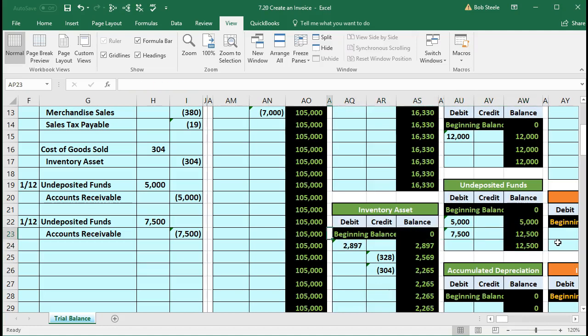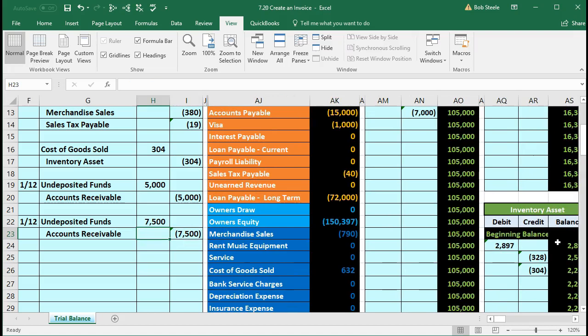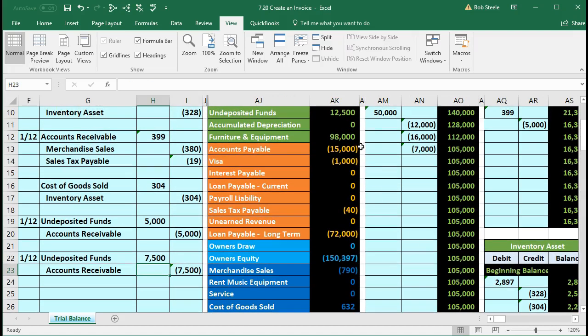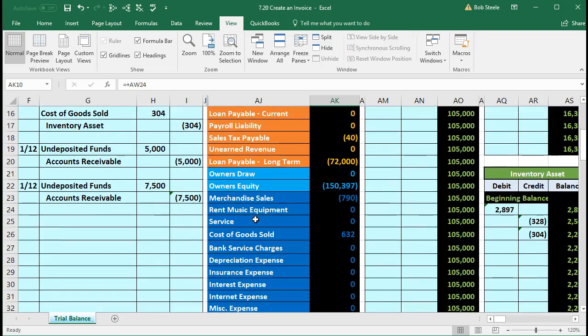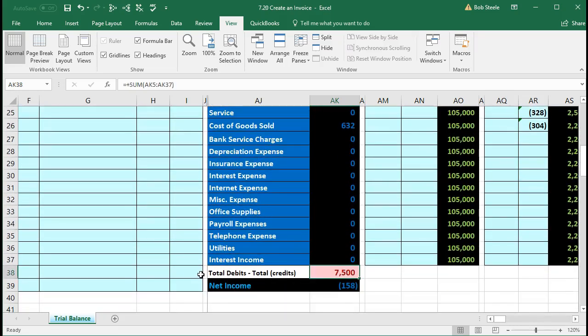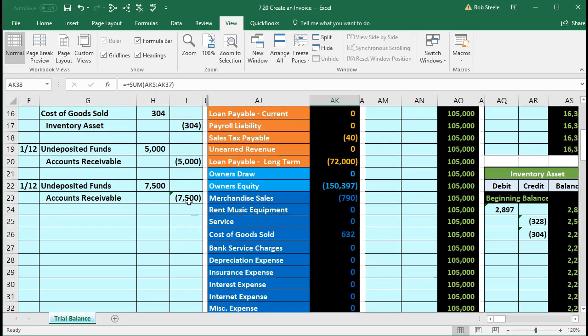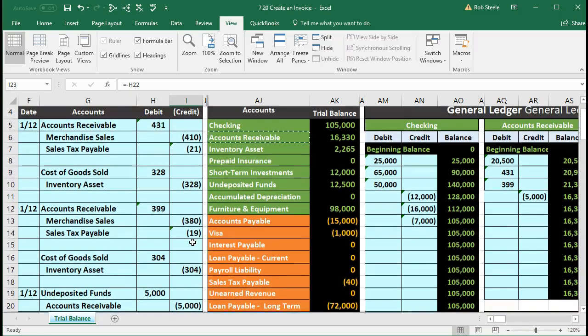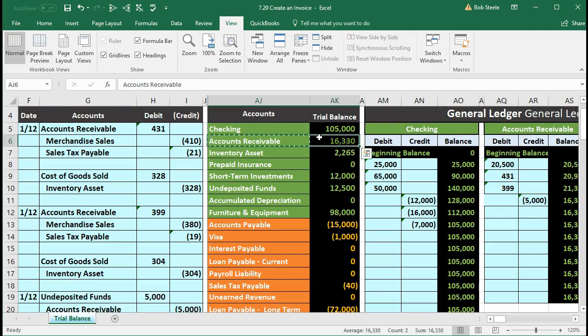Just going to scroll that back with the left arrow, scrolling back. If we scroll then up, we see the undeposited funds there as well, 12,500. We see we are out of balance here, and we need to record the other side, that to accounts receivable. Accounts receivable is going to be the second account here. It's going to be the second account on the general ledger as well.